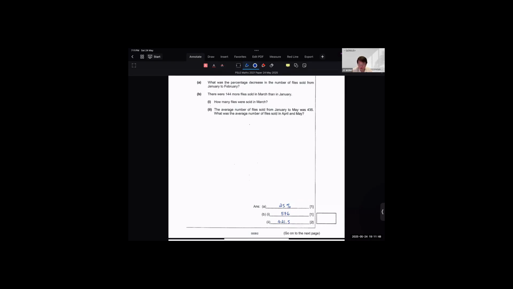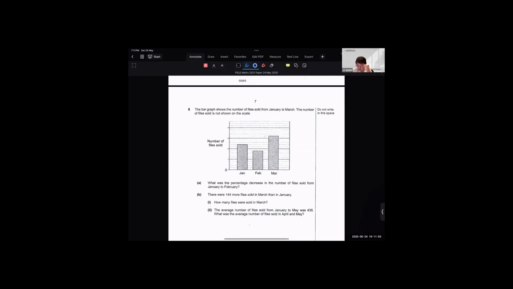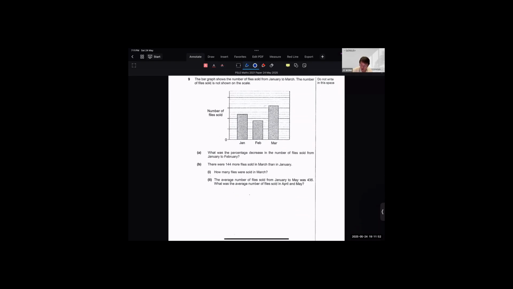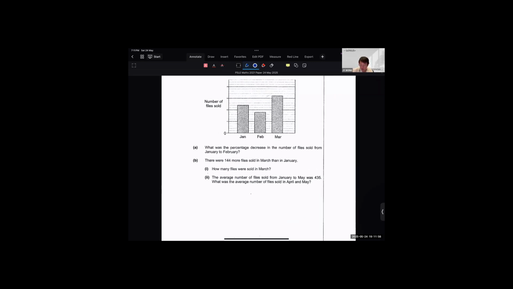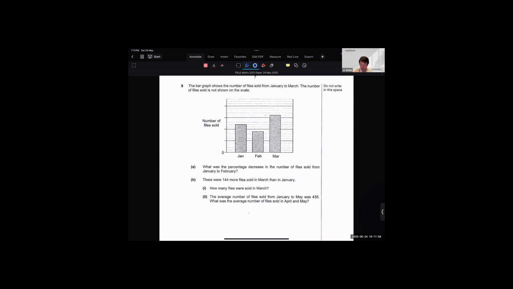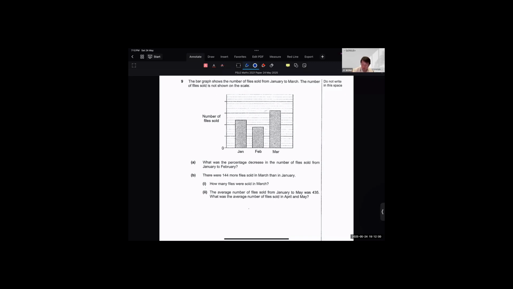Now, let's take a look at this question. What is the percentage decrease in the number of files sold from January to February? When you have a time-based comparison, your original month is always your 100%. So if I compare from January to February, my 100%, or my original, has to be January. And therefore, for part A, your percentage decrease.